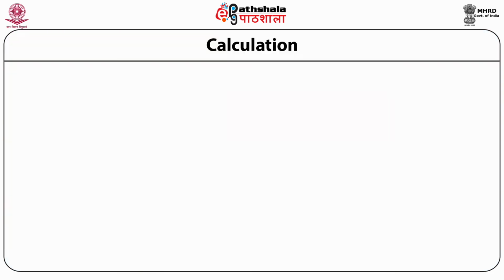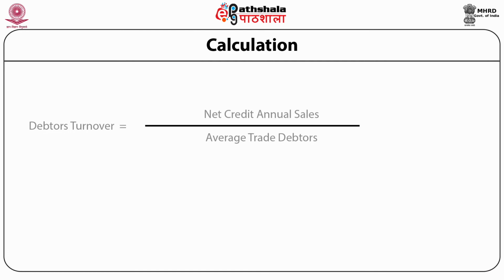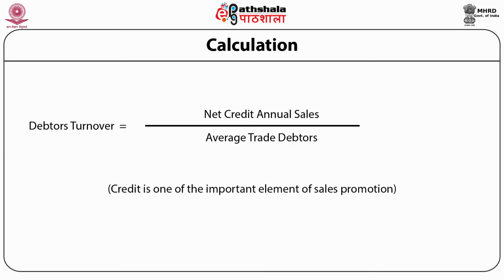Thus, debtors turnover ratio can be calculated by using the following formula. Debtors turnover ratio is calculated by dividing net credit annual sales by average trade debtors. Credit is one of the important elements of sales promotion. Average trade debtors is calculated by adding opening trade debtors with closing debtors divided by 2.